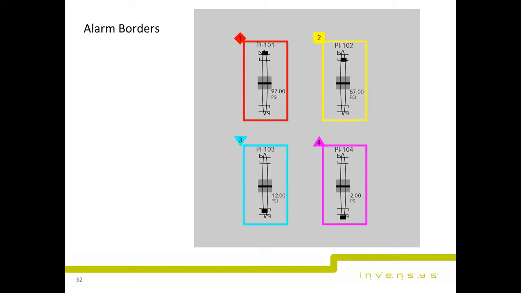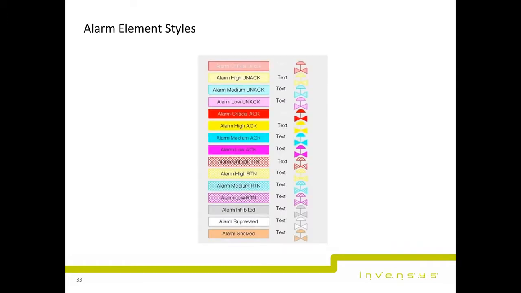Those displays all use different element styles. There's a wide range of element styles associated with alarming in the 2014 release. To learn more about how to use and configure element styles, check out some of our other videos. Here's a snapshot of many of the different styles available. You'll notice that a critical alarm is a bright red, but when that alarm has returned to normal, a faded indication appears. Now let's look at an alarm border in action.